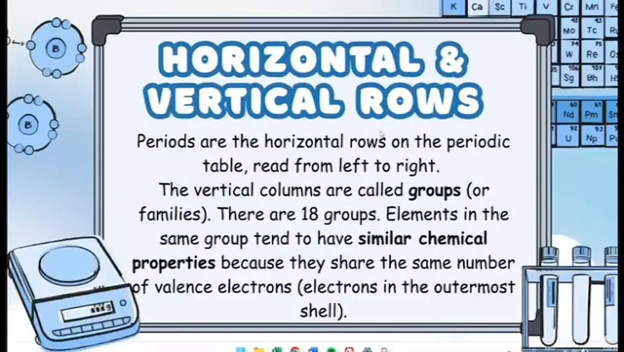Move on to the horizontal and vertical rows. Periods are the horizontal rows on the periodic table. It is read from left to right. The vertical columns are called groups or families. There are 18 groups. Elements in the same group tend to have similar chemical properties because they share the same number of valence electrons, or the electrons in the outermost shell.